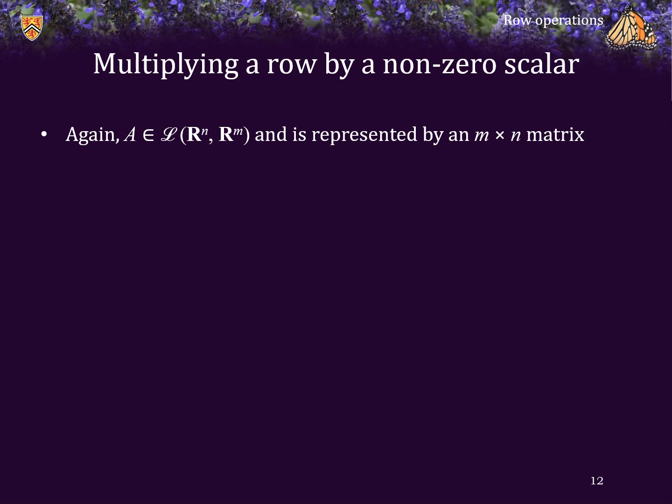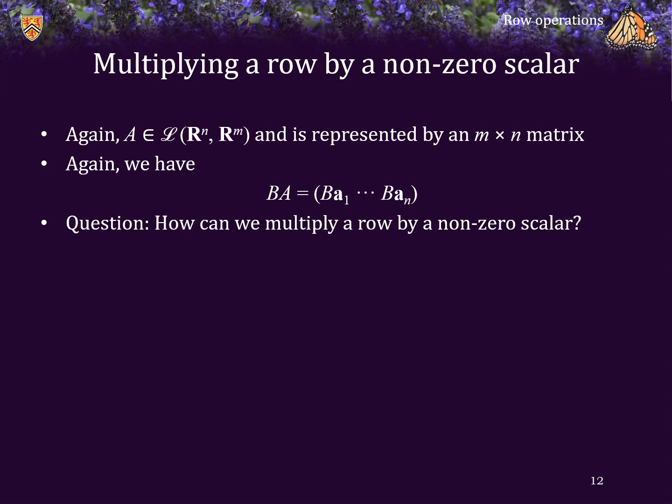Again, let A be a linear map from R^n to R^m, and thus it may be represented by an m by n matrix. How can we multiply a row by a non-zero scalar? Well, once again, if we multiply A by B, that is equivalent to multiplying each of the columns of A by the matrix B. So how do we multiply a row by a non-zero scalar? What we need is a matrix that multiplies an entry of the vector by that non-zero scalar.